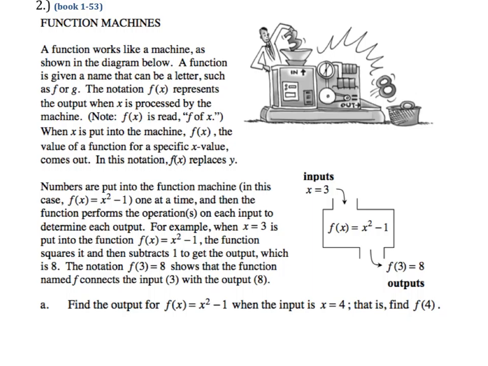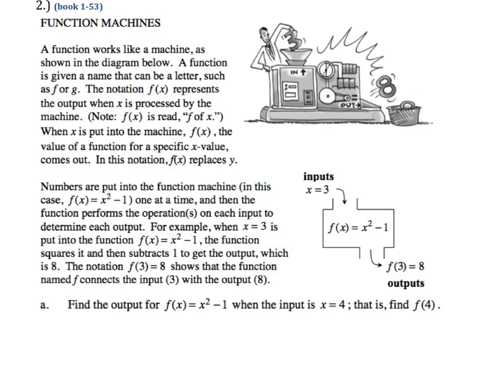Numbers are put into the function machine. In this case, our function machine is f of x equals x squared minus 1, one at a time, and then the function performs the operations on each input to determine each output. For example, when x equals 3 is put into the function f of x equals x squared minus 1, the function squares it and then subtracts 1 to get the output.